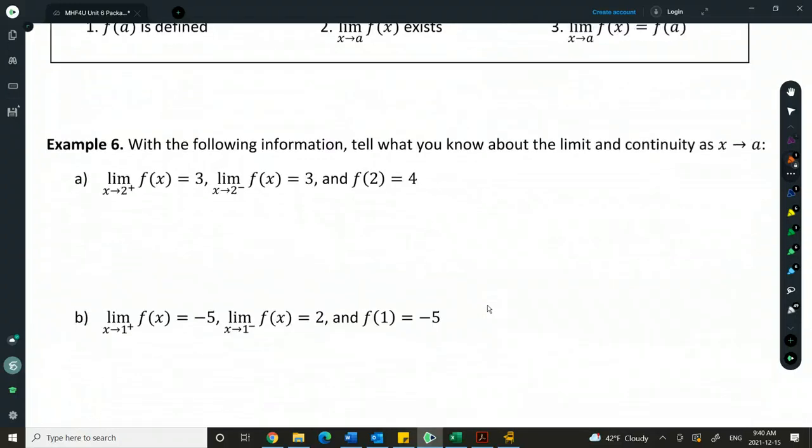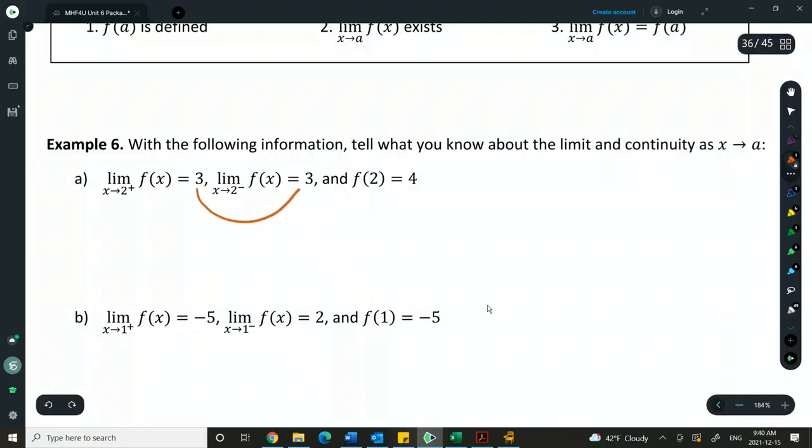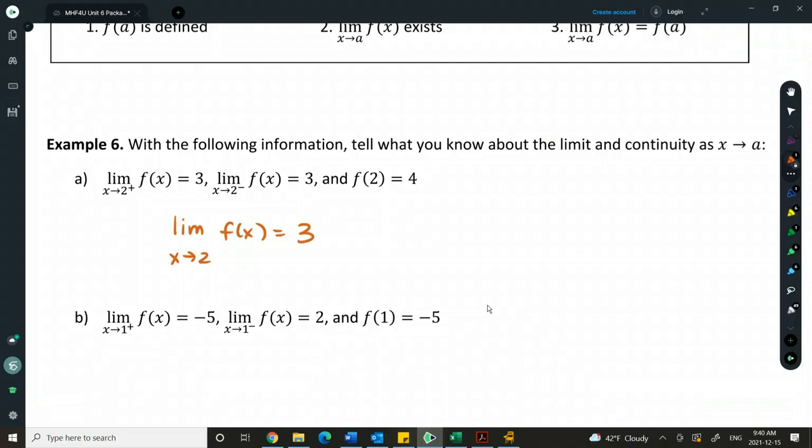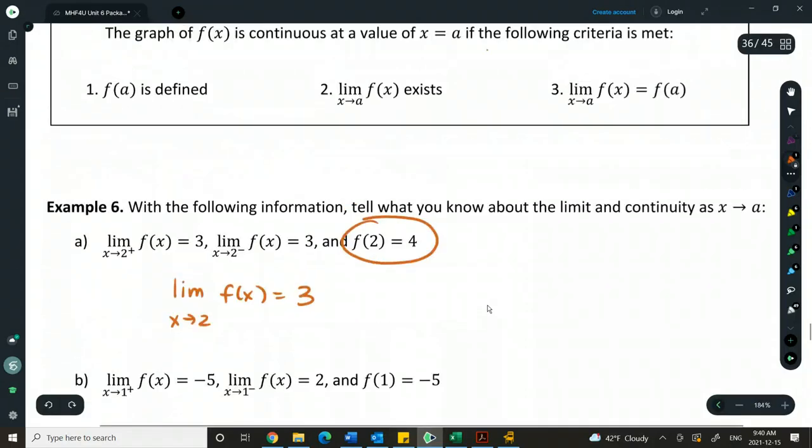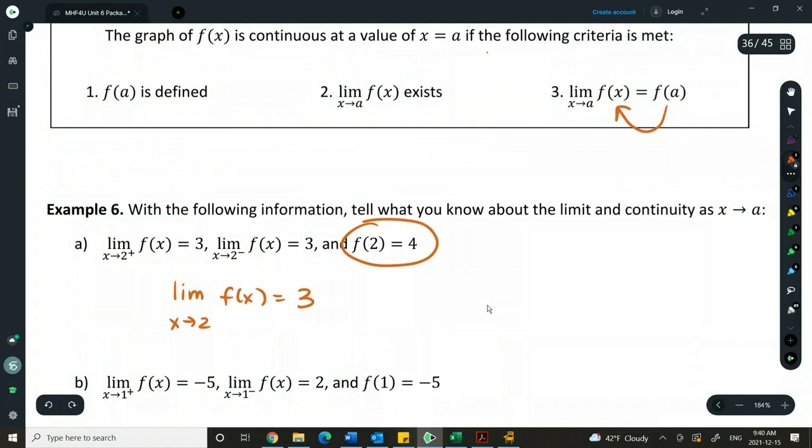Good. Okay, so as soon as I see a left and right limit that are not equal, the limit does not exist, and therefore the function cannot be continuous at that point. So, firstly, are the left and right limits equal? So we can say the limit as x approaches 2 of f at x is equal to 3. Then I would also need f at 2 to equal the same value as the limit. Is f at 2 equal to the same value as my limit?